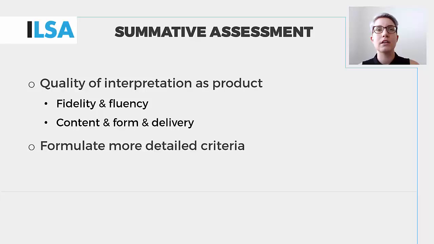Summative assessment, on the other hand, relates to the quality of the interpretation as a final product. This can in turn be broken down into several dimensions. Two basic criteria that are often used are fidelity and fluency. These notions cover accuracy and completeness, as well as the quality of language use and delivery.